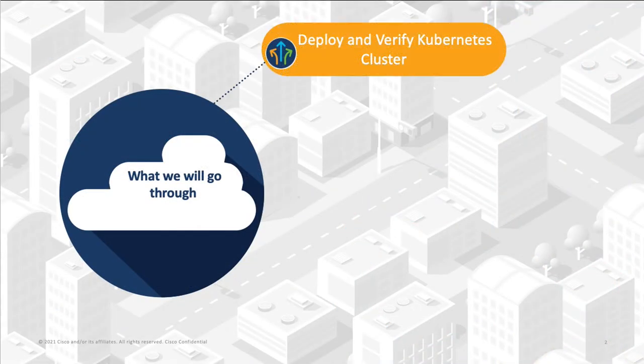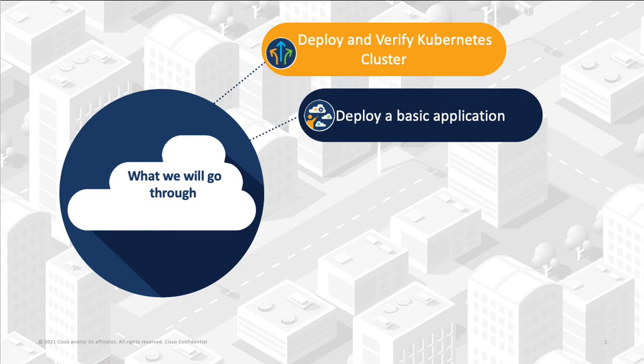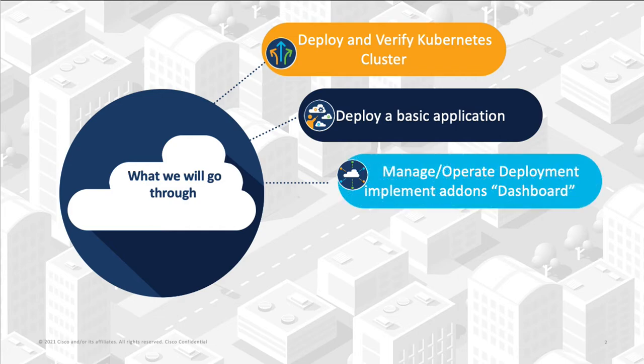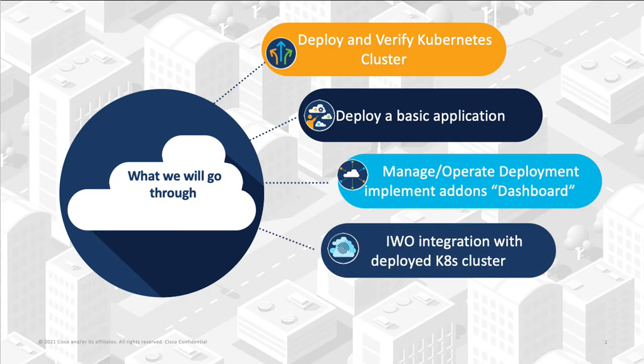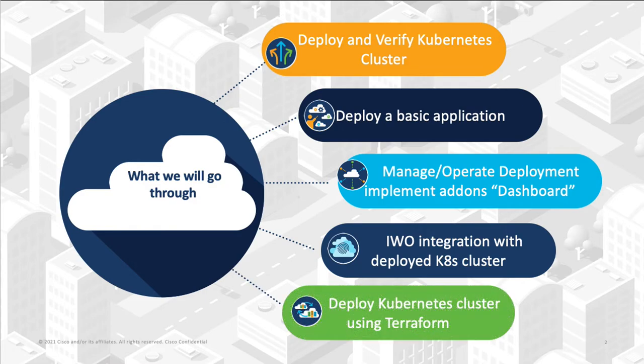We will deploy and verify a Kubernetes cluster on an ESXi environment. We will deploy a basic application using MongoDB and MongoExpress just to show that our environment is working. We will also do a walkthrough on how to manage and operate this Kubernetes deployment. We will also add Kubernetes Dashboard as part of it. We will also integrate Intersight Workload Optimizer with our deployed Kubernetes cluster, just to give us some more insights into our cluster and application. And lastly, we will deploy the same cluster using Terraform.